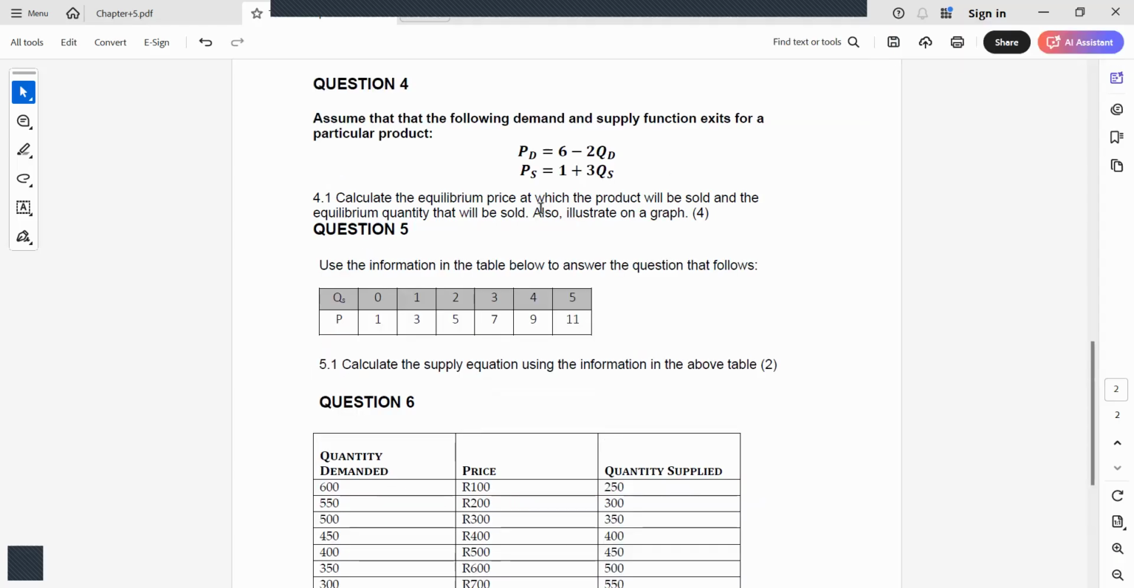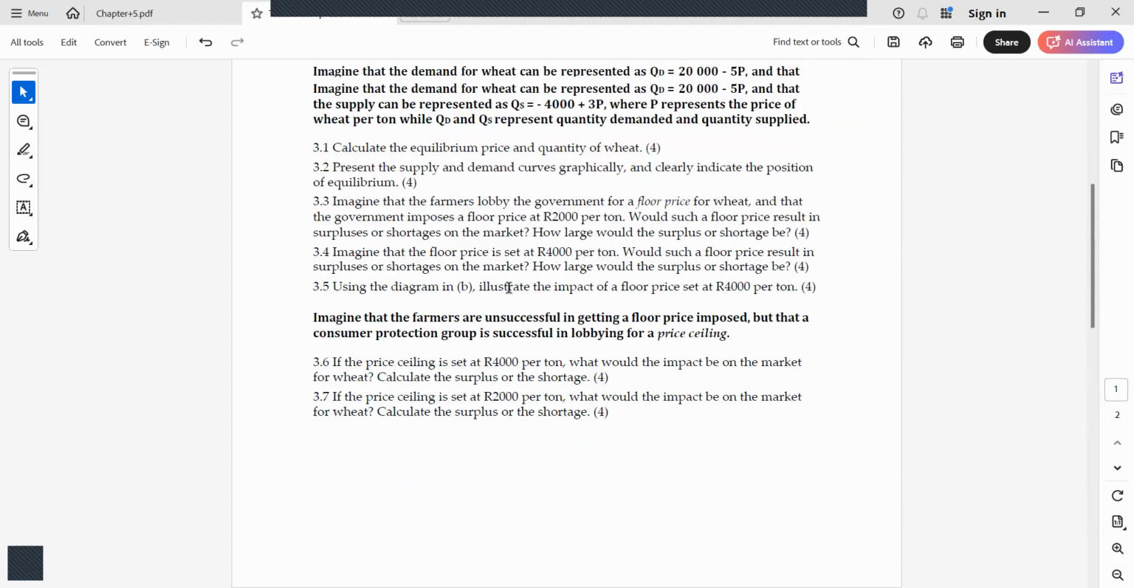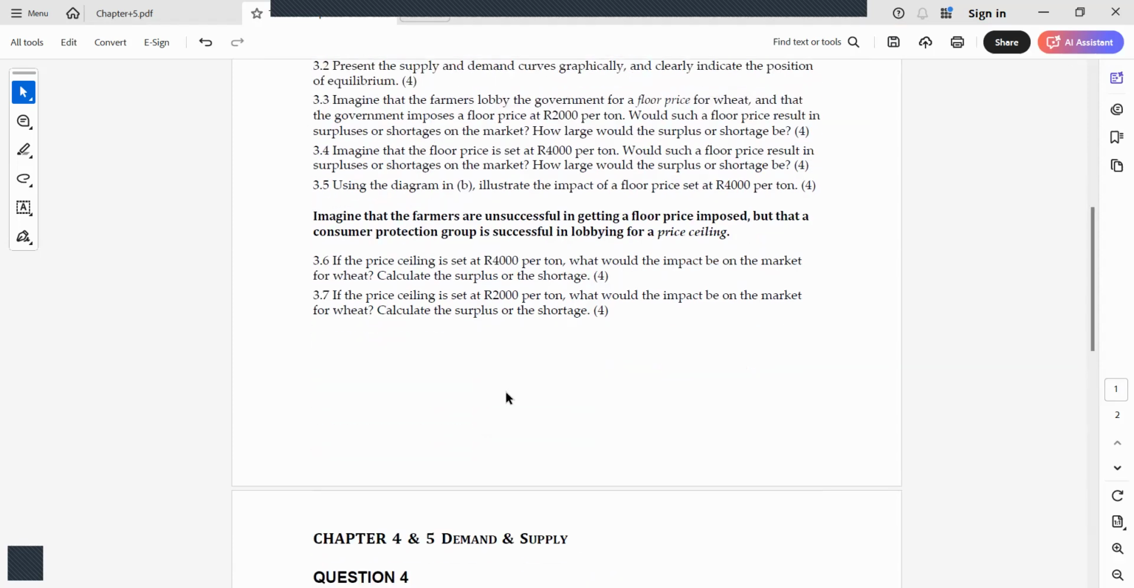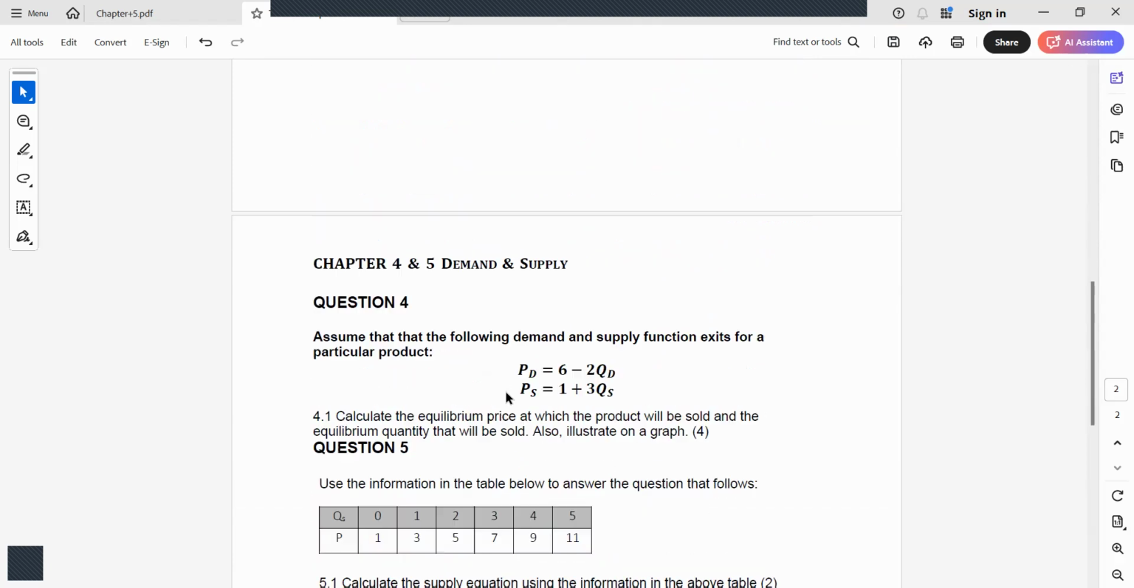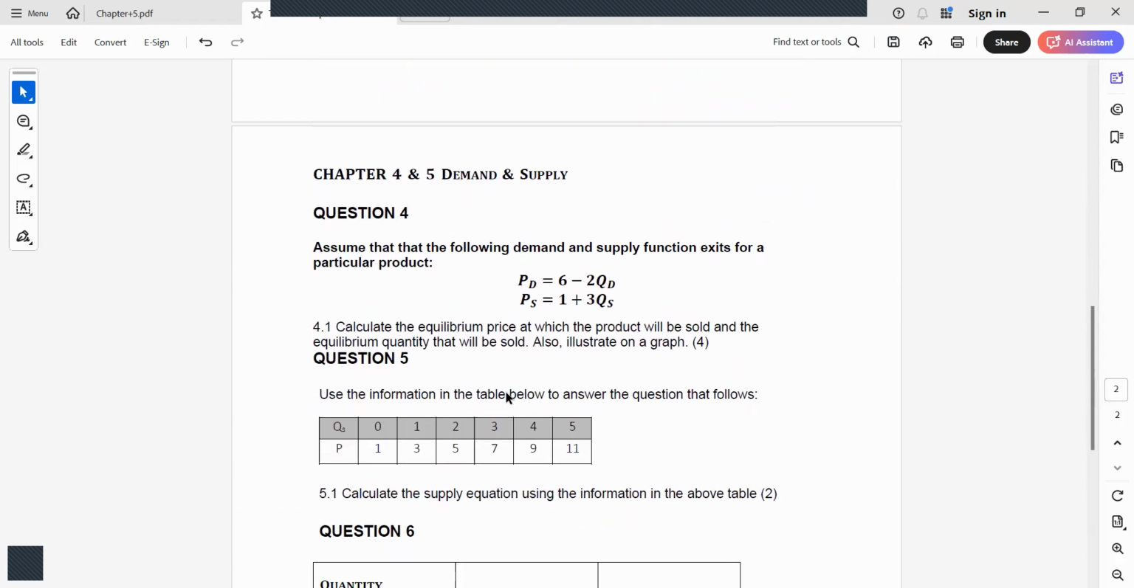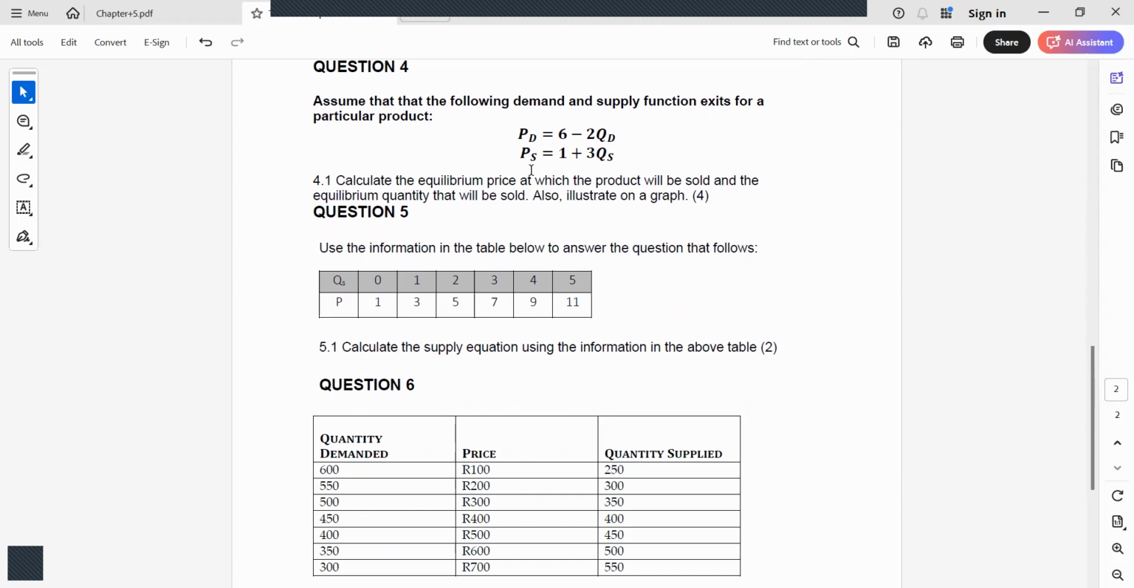Hi guys. So this is where we stopped in the last video. We're still continuing with the tutorial question. We're now in question 4. Question 4 says calculate the equilibrium price at which the product will be sold and the equilibrium quantity that will be sold, and also illustrate on a graph.